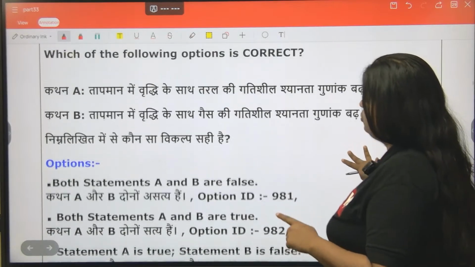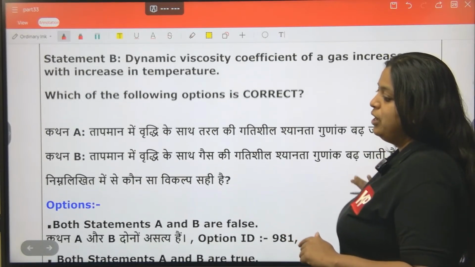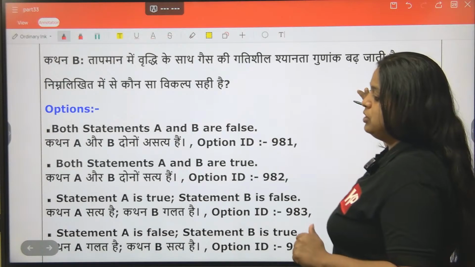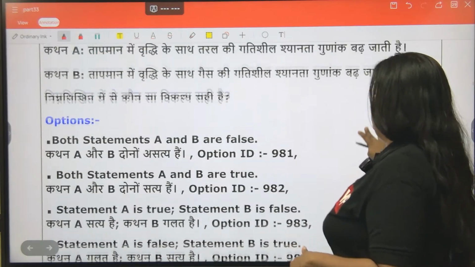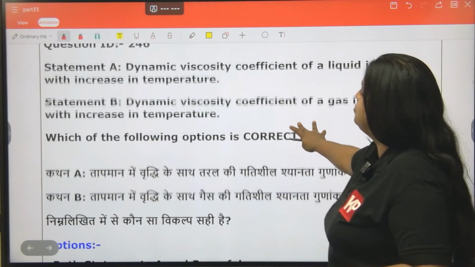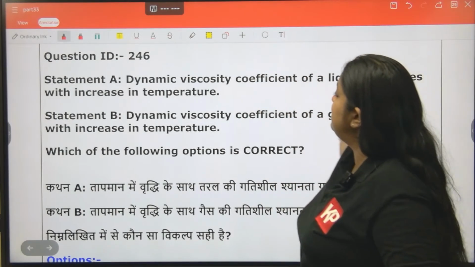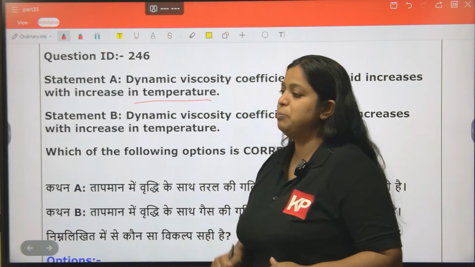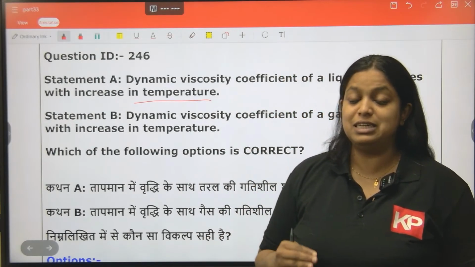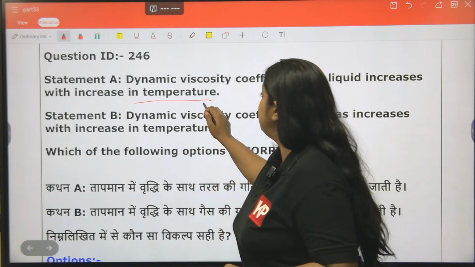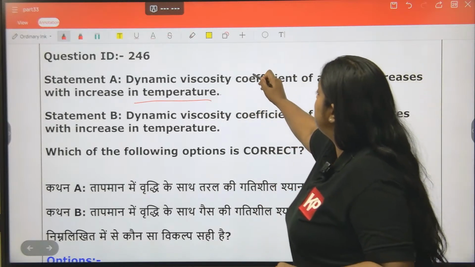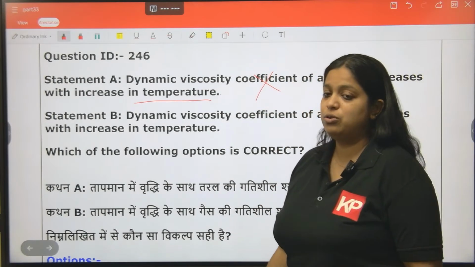Obviously, the options will be which ones are the correct options and which ones are the wrong options. So over here it is true. Like by looking at the option itself, we know that dynamic viscosity of a liquid will decrease with increase in the temperature. Viscosity decreases with increase in the temperature. So this statement A is wrong.